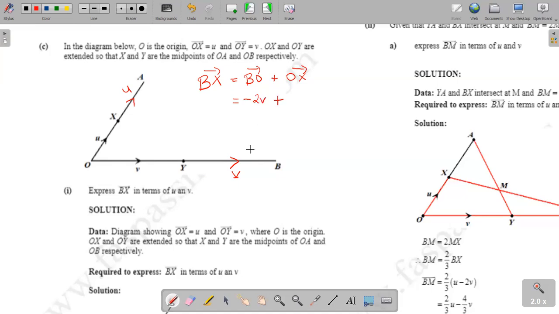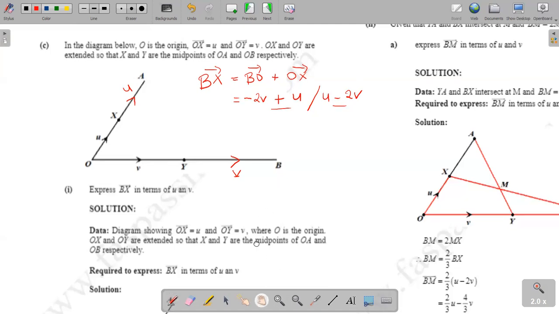plus what? How do I go from O to X? Plus U. Guess what? That's your answer. Can we write this in a different way? Yes, you can write it as U minus 2V. I would recommend you write both ways for CXC. And everybody understand how we get this, right? All we did was switch them. If you got it, say got it.